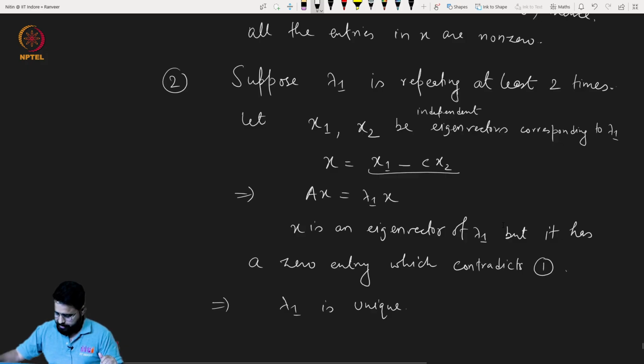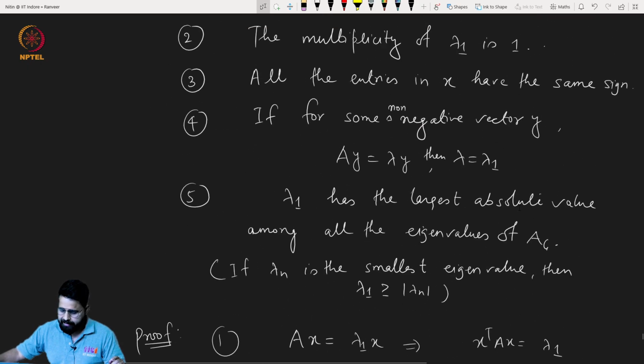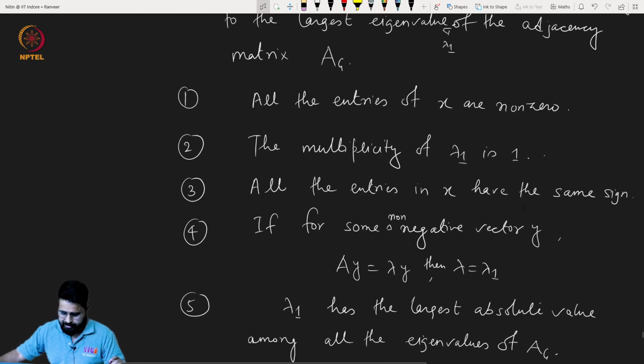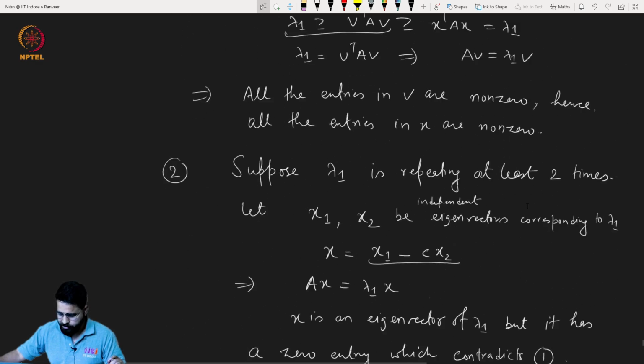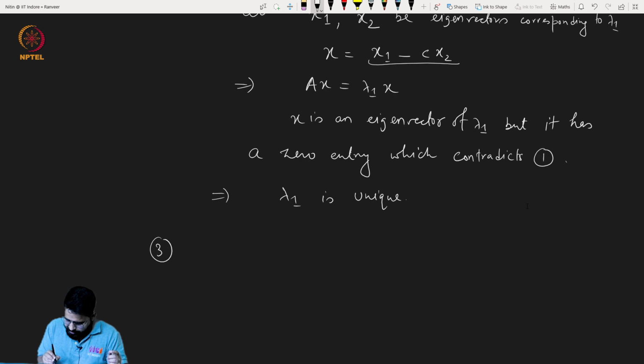Okay, very good. Now the third one is what? All the entries in X have the same sign. Okay, suppose X is that eigenvector. Again, let us take Y equal to mod X.